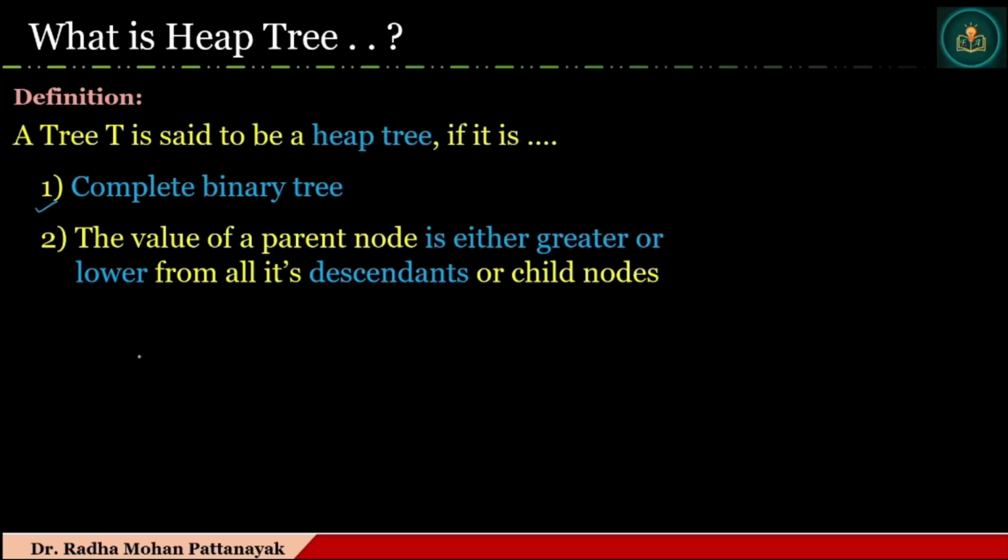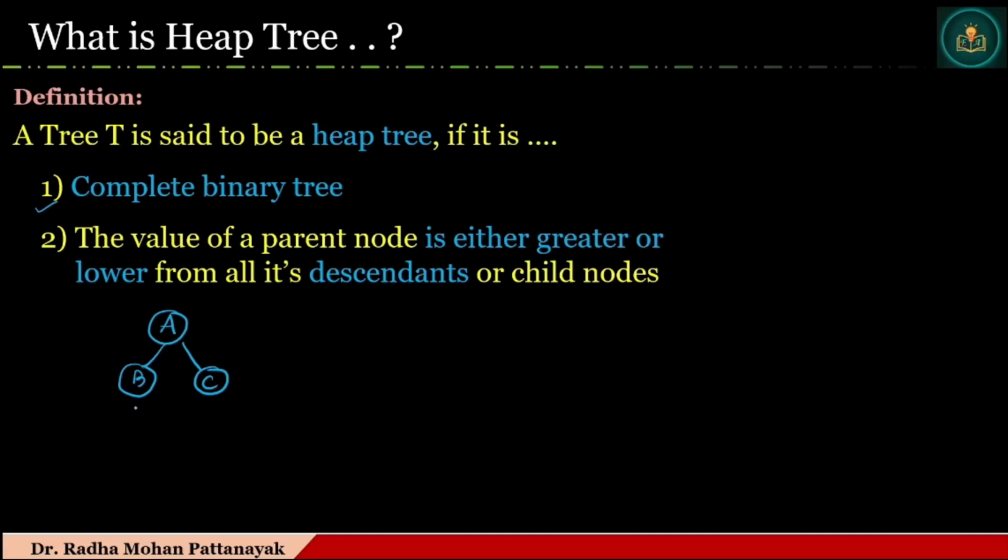When we are inserting the elements in a binary tree, if the elements are inserted into the tree in a left justified way, then such a binary tree is called a complete binary tree. For example, let the binary tree be like this: A, B, then C. It is an existing binary tree. Now I will insert D.